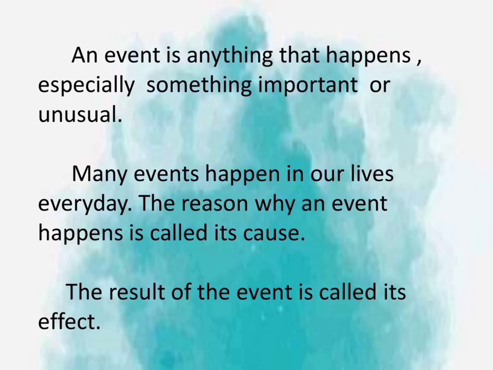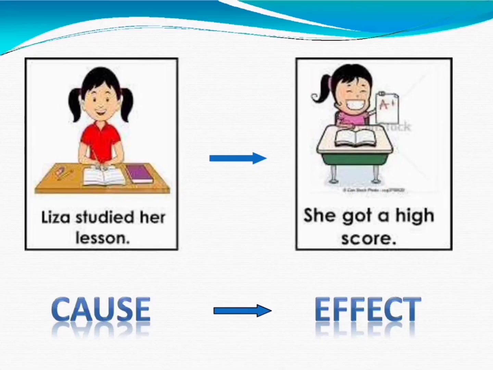See here, Lisa studied her lesson. She got a high score. Lisa studied the lesson very well, and because of studying she got a high score. Studying very well is the reason behind her result. So the reason is she studied, and the result she got is a high score. Lisa studied her lesson is a cause, and she got a high score is an effect. An effect is what happens in a story. A cause is why something happened.